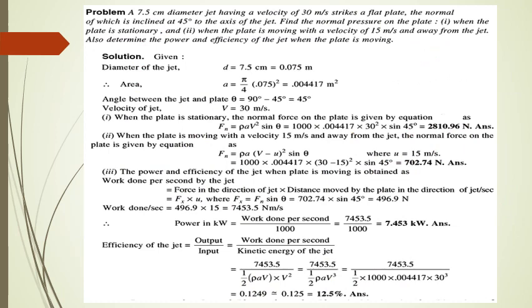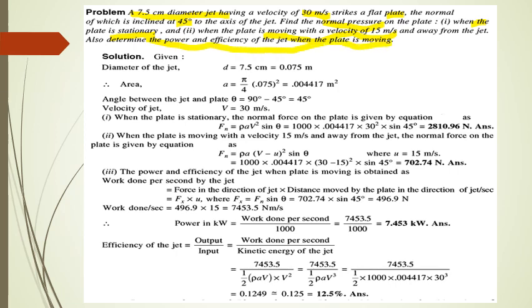Now let us discuss a problem on an inclined plate. A 7.5 centimeters diameter jet having a velocity of 30 meters per second strikes a flat plate, which is inclined at 45 degrees to the axis of the jet. Find the normal pressure when the plate is stationary and when the plate is moving with a velocity of 15 meters per second away from the jet. Also determine the power and efficiency of the jet when the plate is moving.